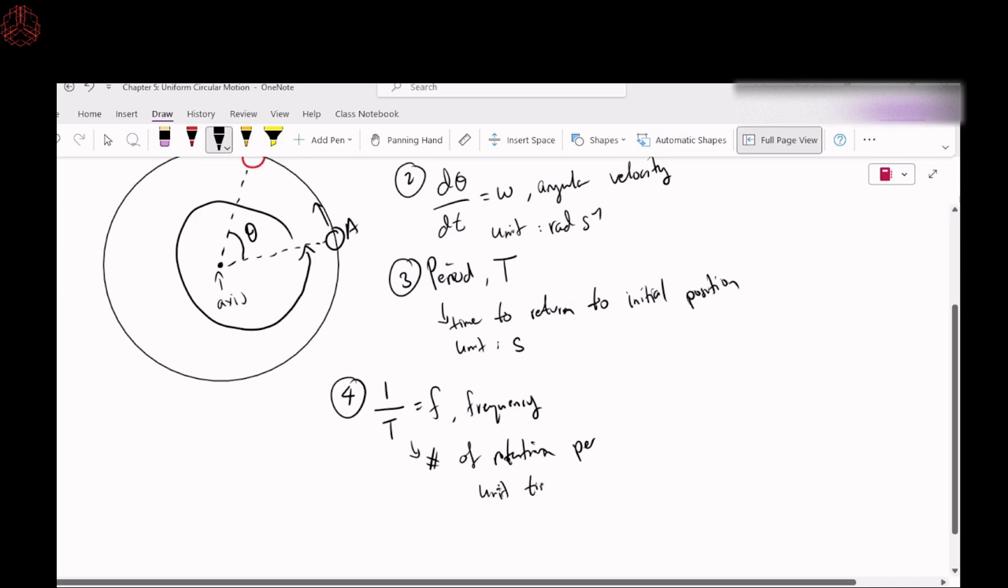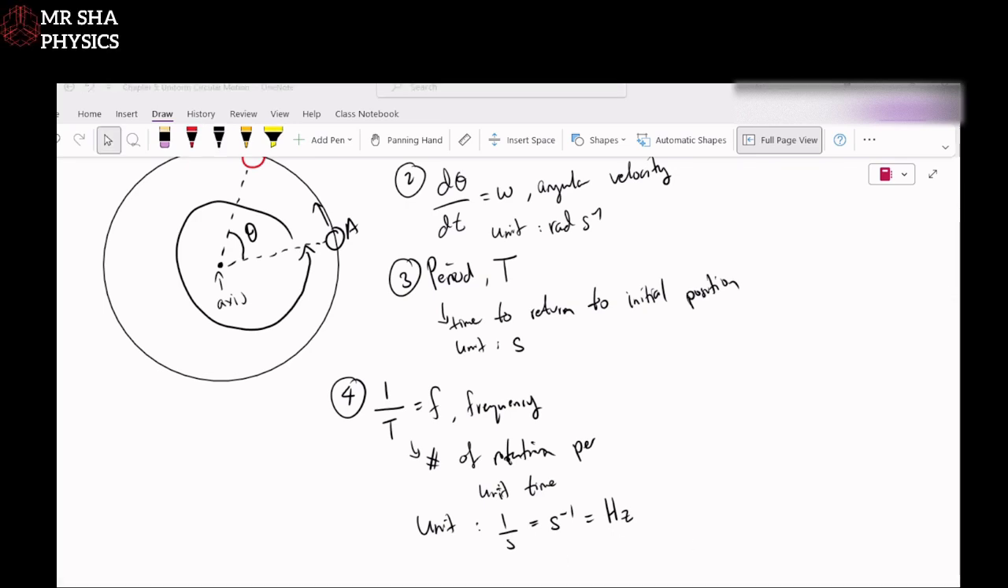That means that our unit is going to be 1 over s, which is just s negative 1. Another unit for this is actually hertz, but that is the same thing as per second. So it's how many rotations per second, or how many radians per second. But this one, it has to be a complete rotation.